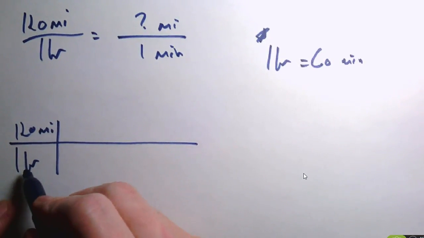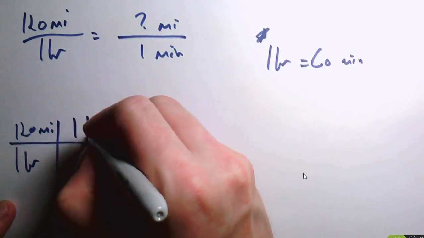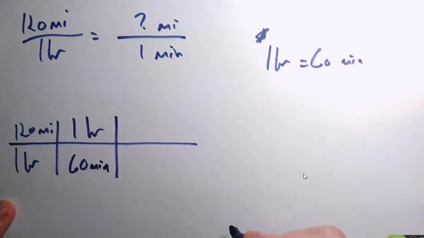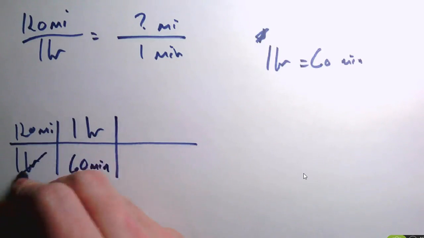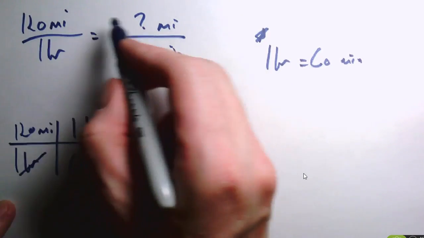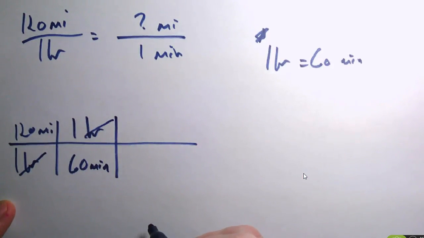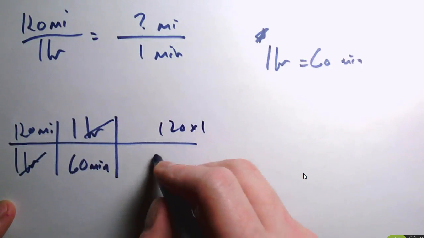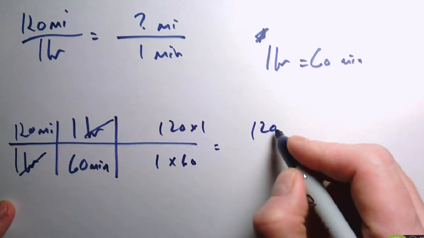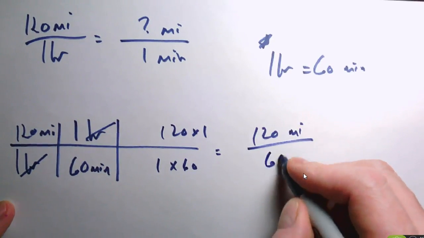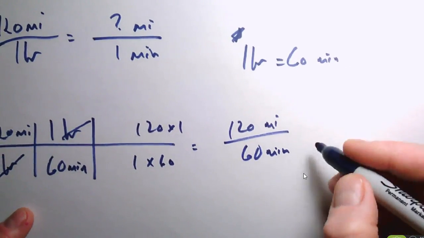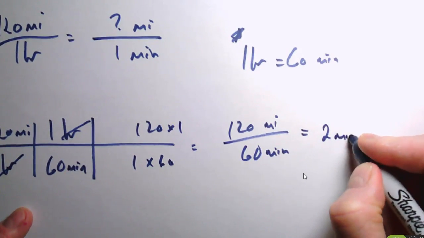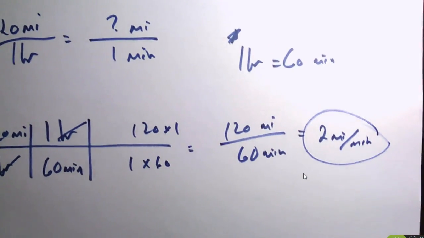So now instead of hours on bottom, I'm going to put hours on top. And what is 1 hour equivalent to? 60 minutes. Now that I've canceled off hours, I've still got miles on top, which is what I wanted, and minutes on bottom, so I'm ready to multiply across. 120 times 1 over 1 times 60 gives us 120 miles in 60 minutes, which divides out evenly to 2 miles per minute. That's our rate.